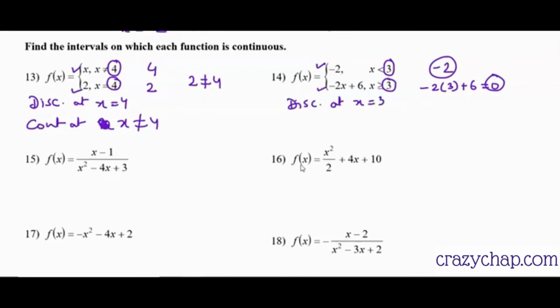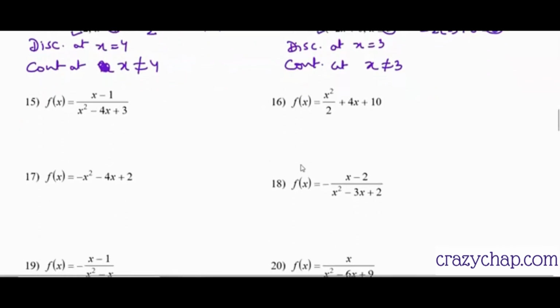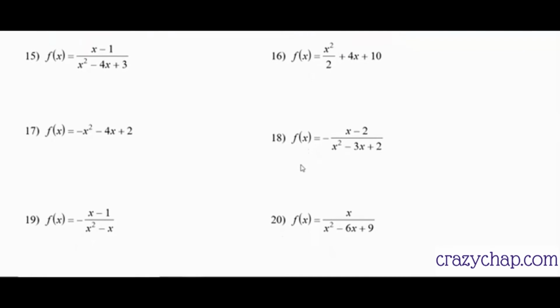If it is discontinuous at x equal to 3, where is it continuous? It is continuous at all the values before 3 and all the values after 3. You can say x not equal to 3. Great. Let's try number 15. It's a rational function. We'll try to simplify the numerator and denominator. x minus 1 over, you know how to factorize a quadratic, so we get x minus 3, x minus 1.